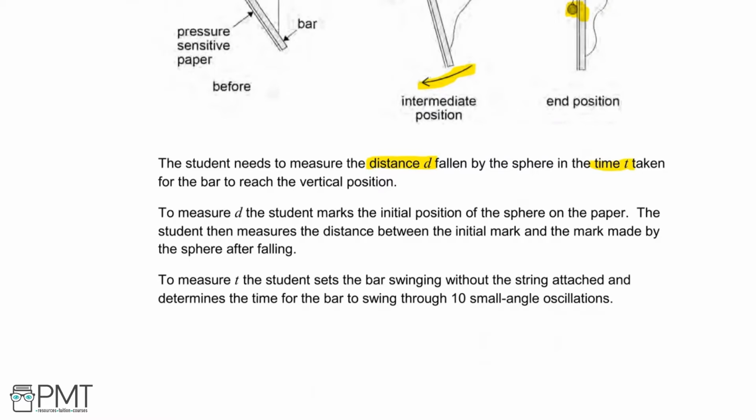To measure d, the student marks the initial position of the sphere on the paper. The student then measures the distance between the initial mark and the mark made by the sphere after falling. To measure t, the student sets the bar swinging without the string attached and determines the time for the bar to swing through 10 small angle oscillations.